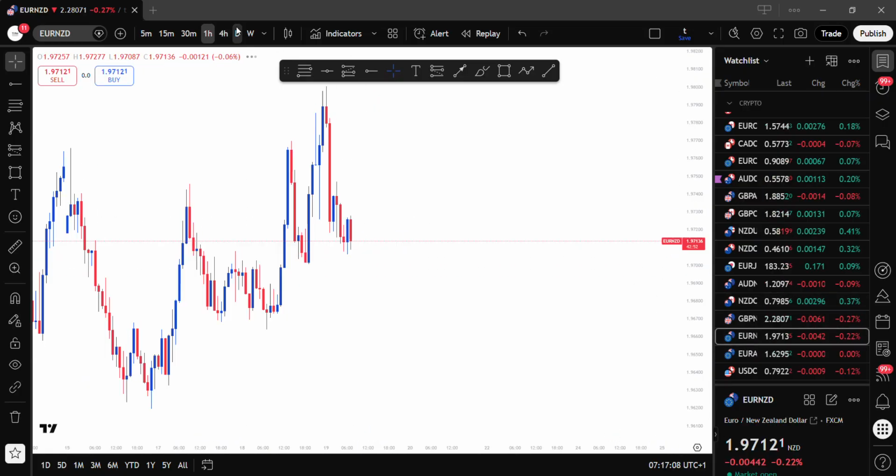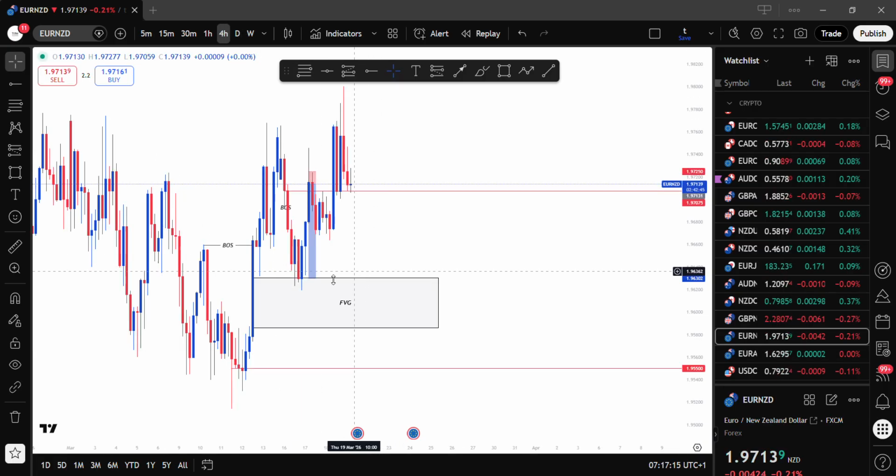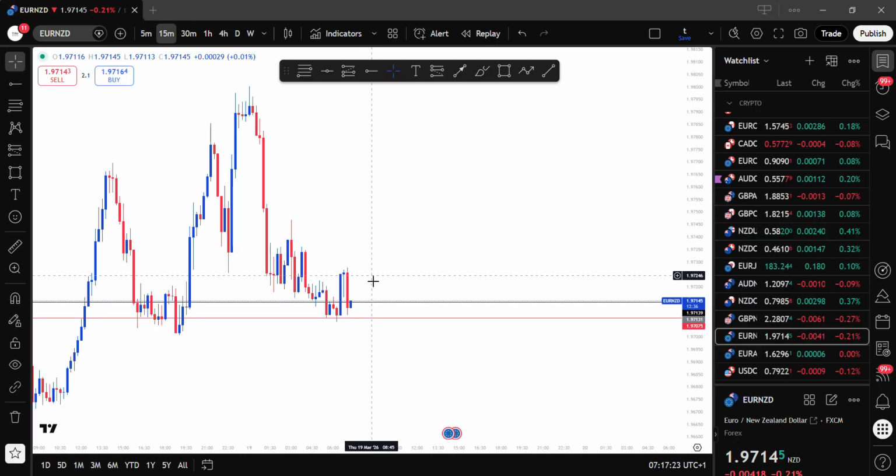On the Euro NZD, if you check the daily time frame, it is heading up to respect this other block here. Then let's check the 4 hours and see what's happening. There's a break of structure happening here. This is the other block market should come fill out. So if you check the 1 hour, there's no clear entry on 1 hour. So let's go down to 15 minutes and see what's happening.